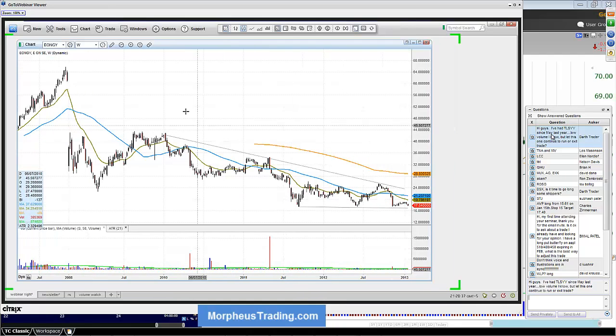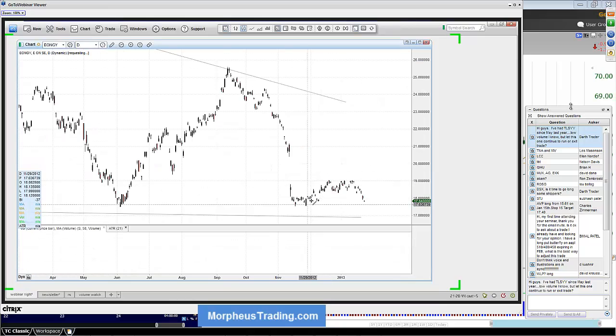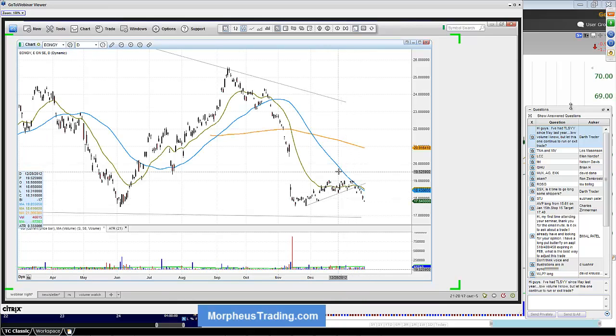On the daily chart, it's really difficult because it's broken its uptrend line here. It looks like it's rolling back over. It hit resistance of the 50, that's sloping lower, and the 20-day MA, after going sideways, is starting to slope lower. So nothing good going on in EONGY. It just looks like it's headed lower.